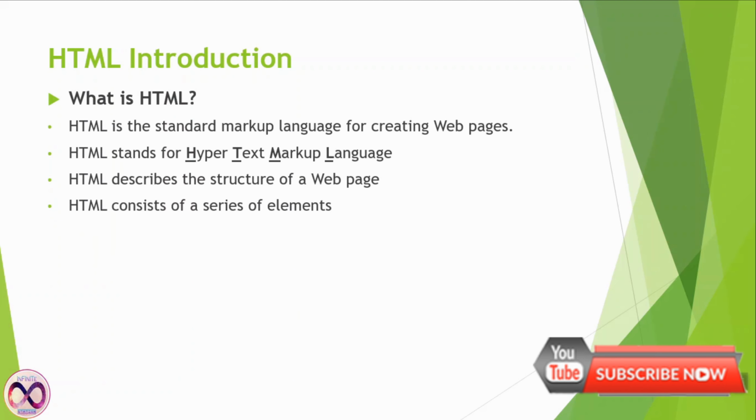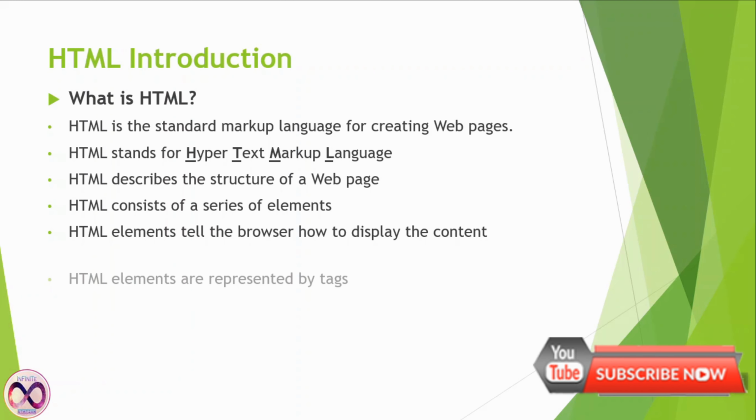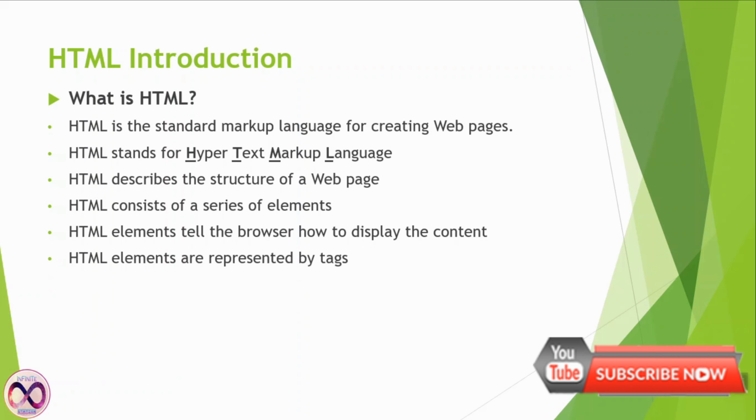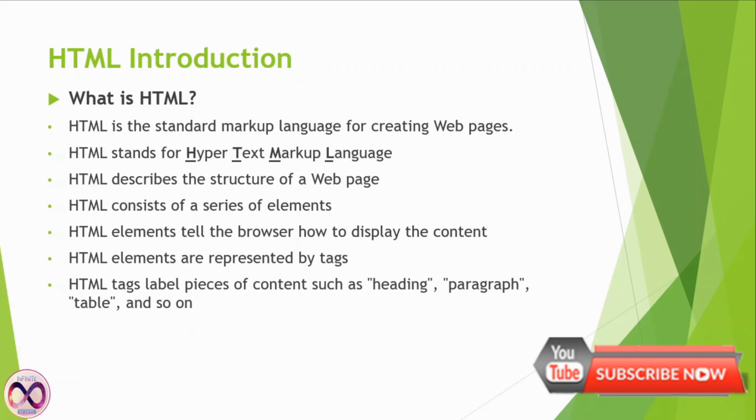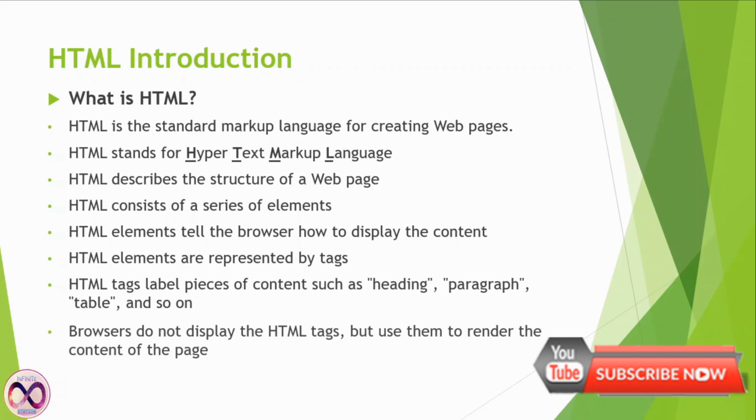HTML consists of a series of elements. HTML elements tell the browser how to display the content. HTML elements are represented by tags. HTML tags label pieces of content such as heading, paragraph, table, and so on. Browsers do not display the HTML tags, but use them to render the content of the page.